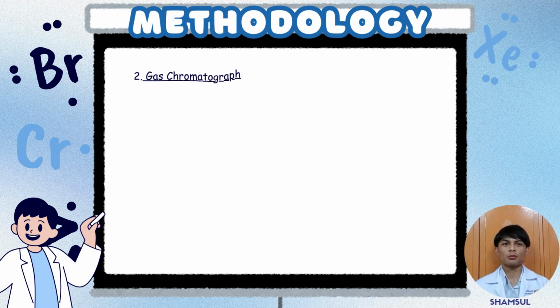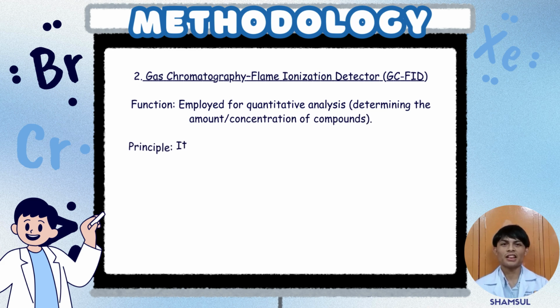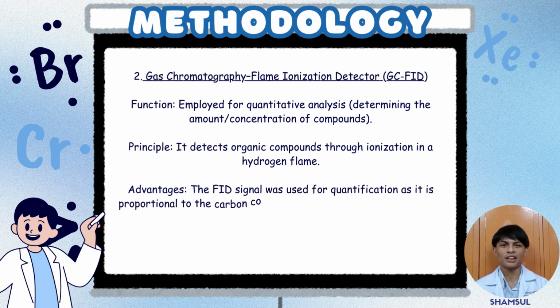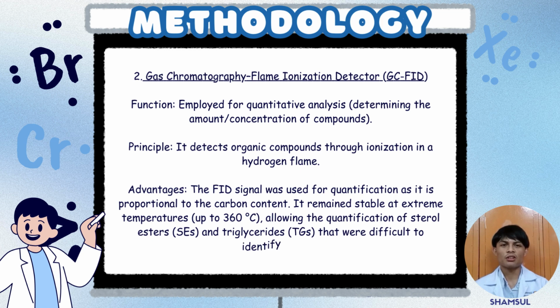Lastly, we look at the gas chromatography flame ionization detector. Its function is employed for the quantitative analysis to determine the concentration of a compound. The principle is that it detects organic compounds through ionization in a hydrogen flame. The advantages of this detector are that the signal is proportional to the carbon content and it remains stable at extreme temperatures up to 360 degrees. This allows the quantification of steroid esters and triglycerides that were difficult to identify via mass spectrometry.